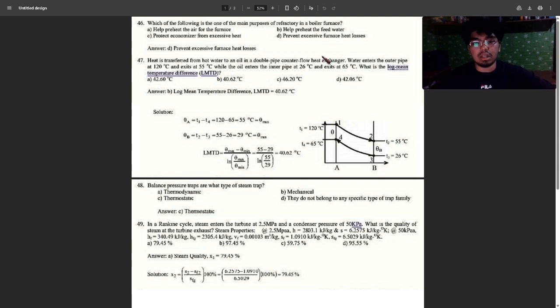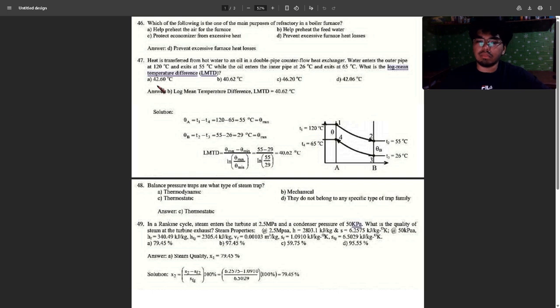So for this number, ang answer na ay letter D. Prevent excessive furnace heat loss. Why? Since a refractory is a heat-resistant material that lines the inside of a boiler furnace. Since the furnace operates at extremely high temperatures, the refractory serves as an insulating barrier. So, gina-prevent niya ang excessive loss means more energy is used to produce steam instead of being wasted, making the boiler more efficient. So that is why ang answer sa 46 is letter D.